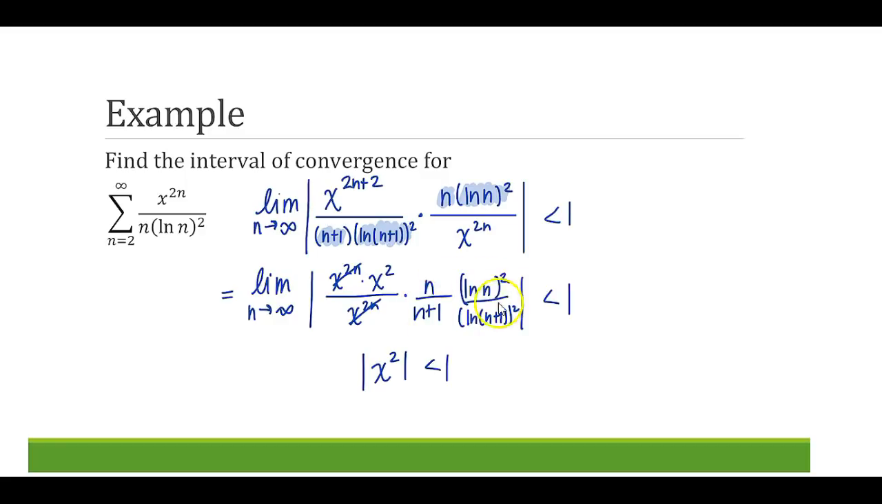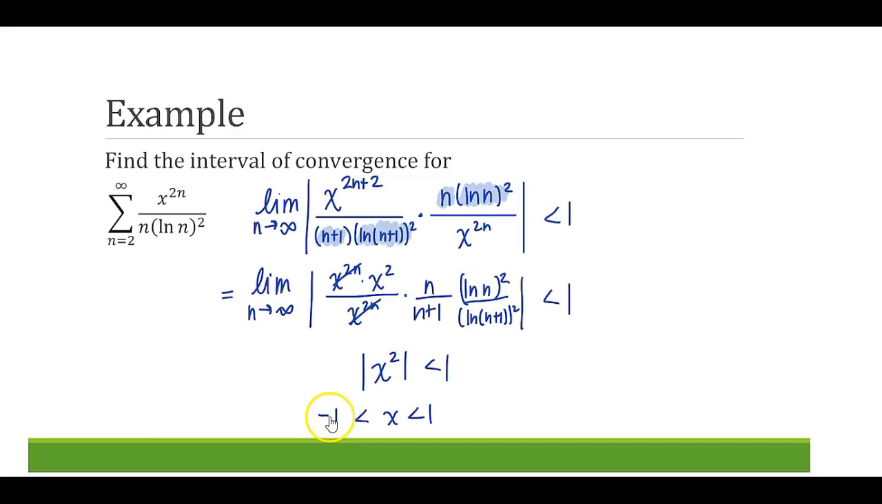So I've evaluated the limit of these pieces. Remember, all of this went to 1. So all that's left is x squared in absolute value bars. Well, as an interval, the solution set to this is going to be -1 is less than x is less than 1. So this right now is my interval of convergence without testing the endpoints.